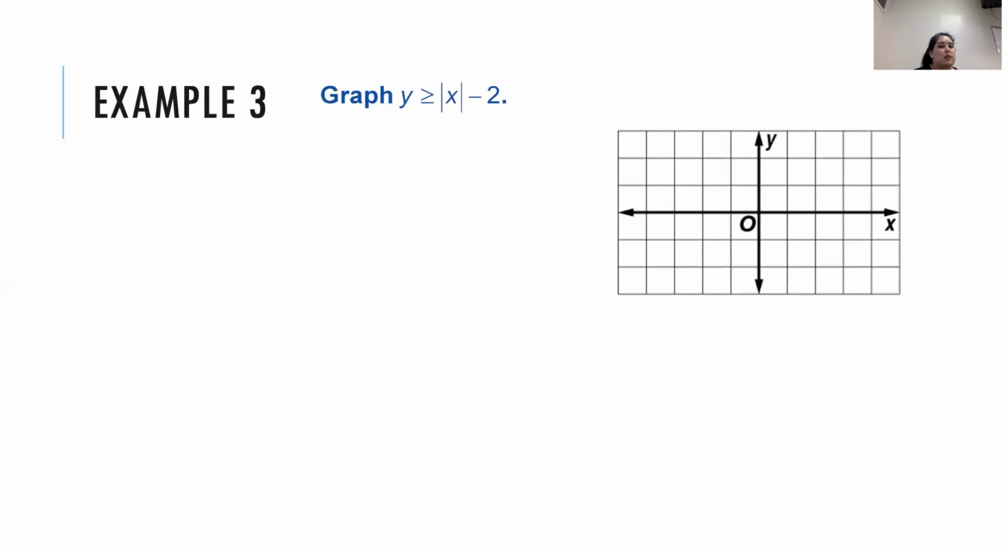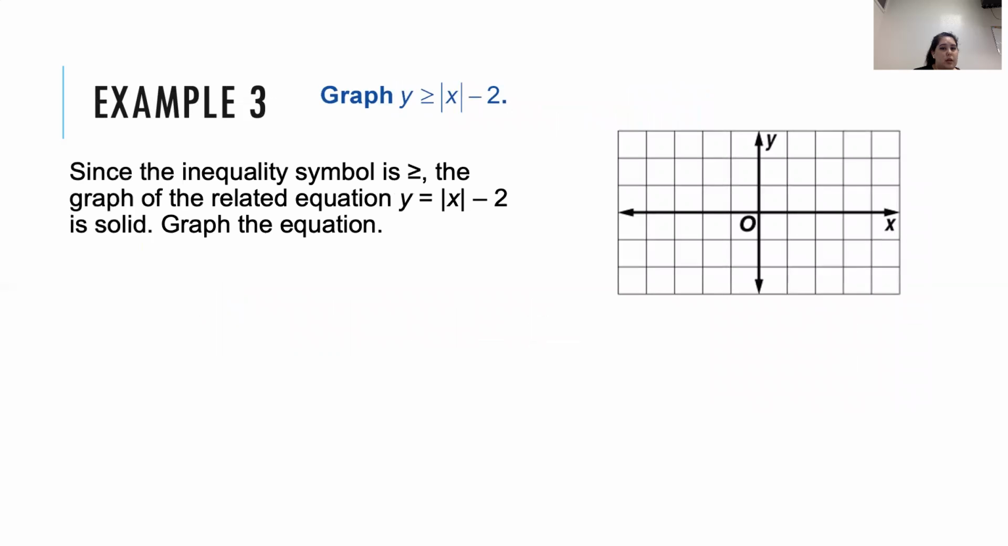For example 3, we're going to graph an absolute value inequality. So we have y is greater than or equal to the absolute value of x minus 2. Because it has an equal to symbol, we are going to use a solid line for the graph. So we're going to graph y equals the absolute value of x minus 2. And then we're going to test the coordinate point (0, 0) to see if we need to shade that region or if we need to shade the other region.